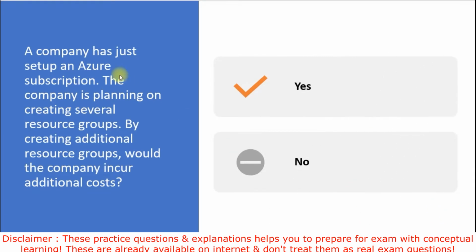Let's talk about this question. In this question, they are asking, a company has just set up an Azure subscription. The company is planning on creating several resource groups. By creating additional resource groups, would the company incur any additional cost? So the options we have are yes or no.